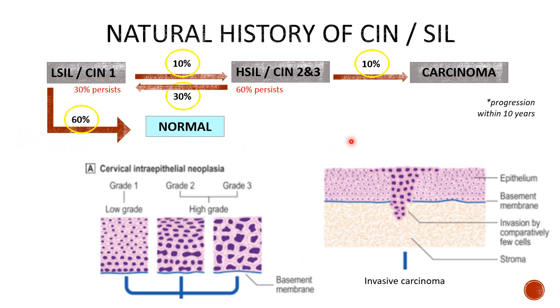And this is actually the natural history of the disease within 10 years, so providing a very predictable flow and a long period of time for intervention. And this is the schematic representation of the progression from low grade to high grade and subsequent invasive carcinoma.